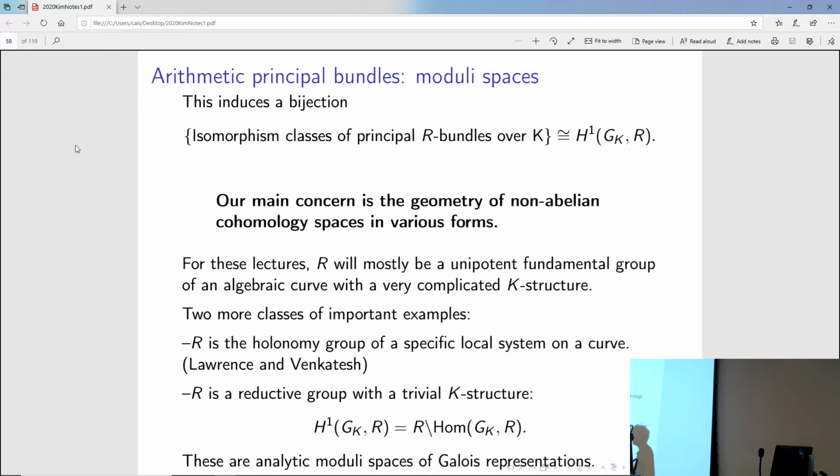Another example is where R is a reductive group with a trivial K structure. That is, the Galois action is just trivial. In that case, if you write down the definition of this nonabelian cohomology, it just becomes homomorphisms from G_K to R modulo conjugation. So in other words, this becomes a moduli space of Galois representations, which I think many of you will have heard are very important central objects in number theory and arithmetic geometry. So these are all examples of the kind of moduli spaces that we just defined.